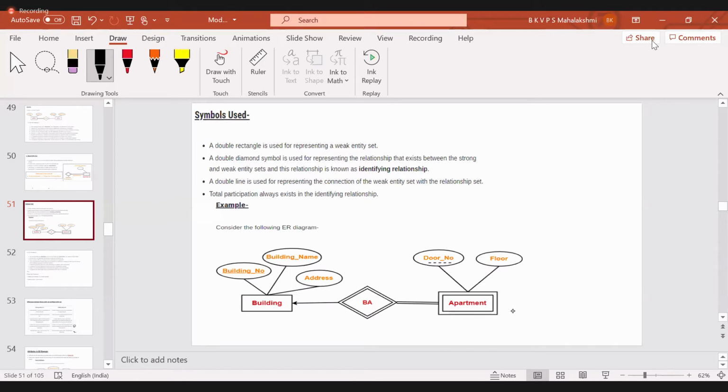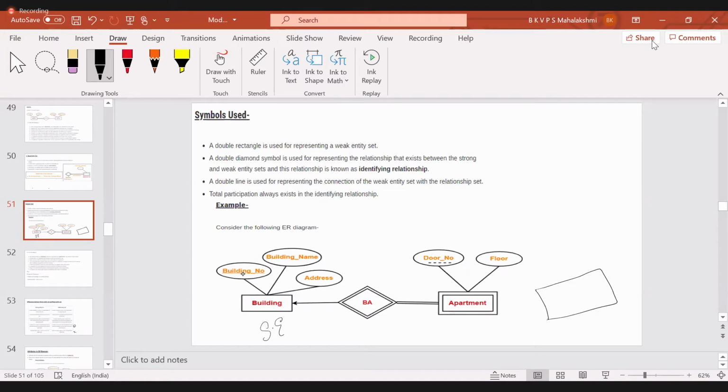Strong entity symbol is a single rectangle. Weak entity symbol is a double rectangle. Even while looking into the attributes, see here, building has the primary key, right? Building has the building number. Understand? So whenever an entity has the key, then it is called a strong entity. It doesn't, see here, it doesn't have any key. A complete underline is not there. It is a partial key.